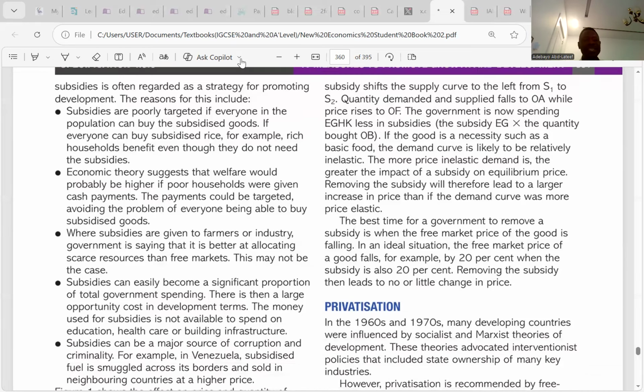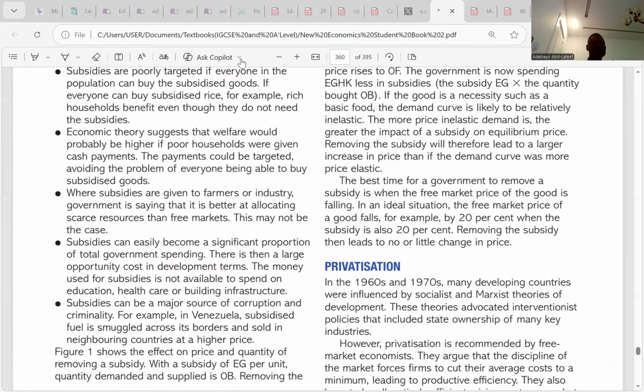Two, economic theory suggests that welfare would probably be higher if poor households were given cash payments. The payment could be targeted, avoiding the problem of everyone being able to buy subsidized goods. So if there's a cash payment, it simply means everyone will have the cash. So nobody's going to say he's rich, except if it is targeted. And targeting households that are poor needs statistics, needs data, and data is costly. It's going to take time, and because it's going to take time, it's going to take money. Do you understand the second point there?